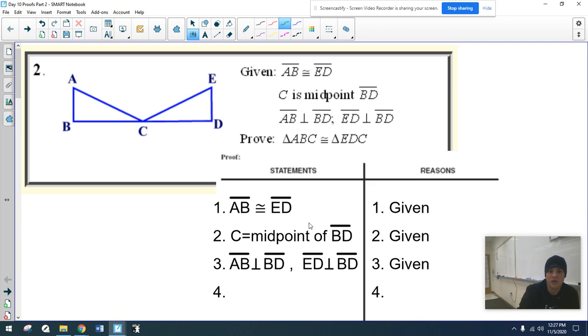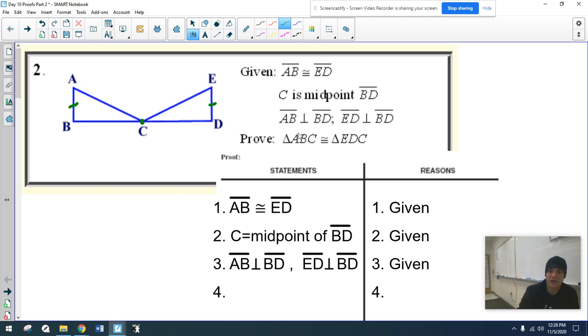And then what you want to do when you start a proof is mark everything they give you. So we've got AB is congruent to ED. Then they tell you C is the midpoint of this bottom line. So that means it's right in the middle. And then they tell me AB and BD, these two lines are perpendicular, and that these two lines are perpendicular. So those are the givens. I can't really mark a whole lot in my picture.